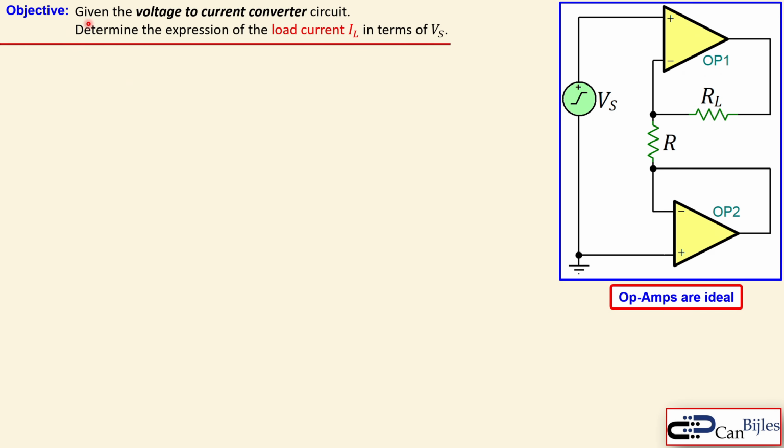Okay, the objective is we have this circuit given, which is a voltage to current converter. We have two op-amps, which are in this case considered to be ideal, and we have two resistors. We have a load resistor RL and our setting resistors R. And there is in this case one voltage source input, which is Vs, but you can also have one voltage source at this node and another one at that node, so it doesn't have to be a single voltage source at the input. Now again, we would like to determine the expression for our load current, which is actually shown here, in terms of this input voltage or source voltage Vs.